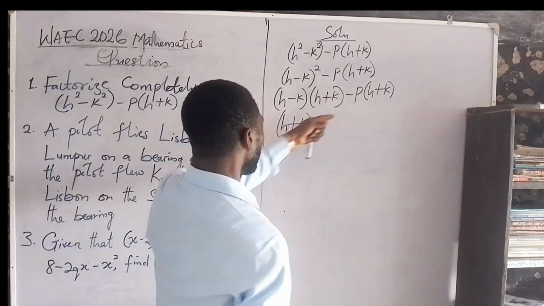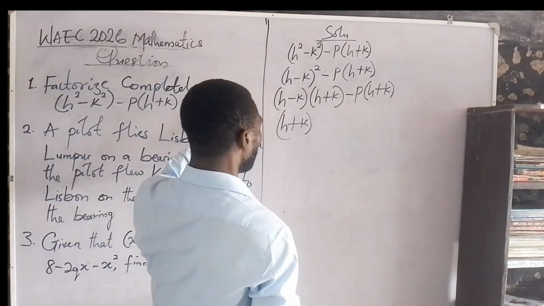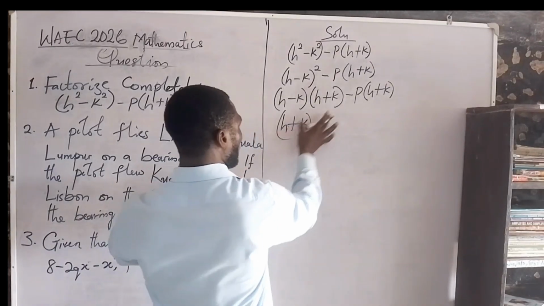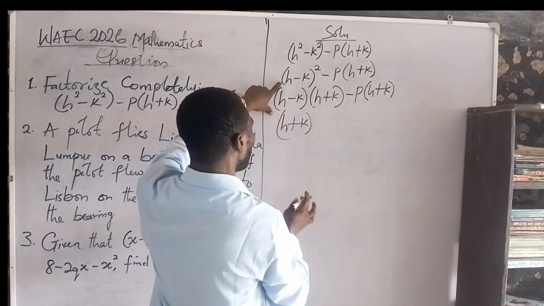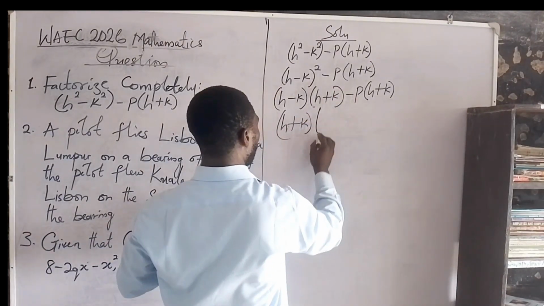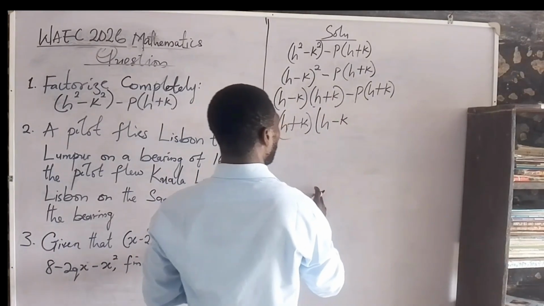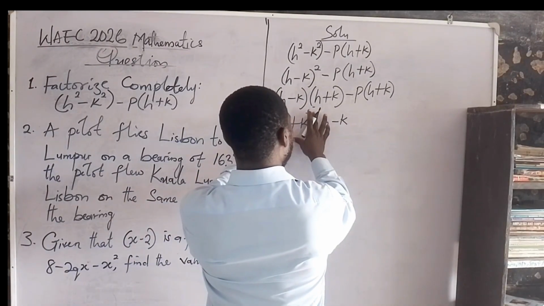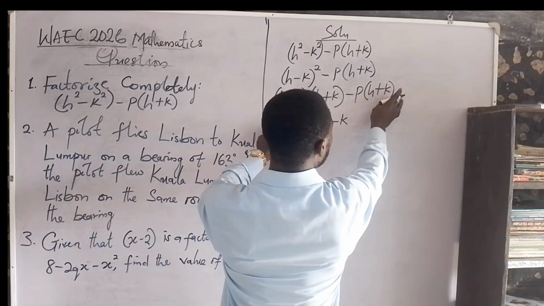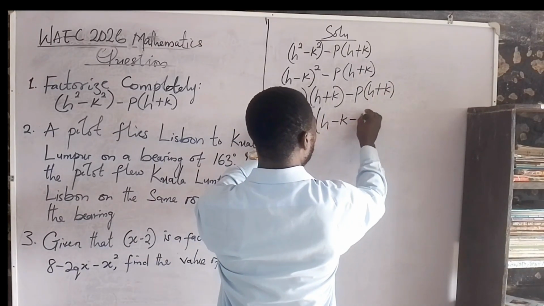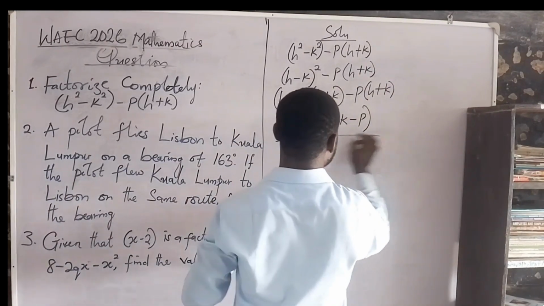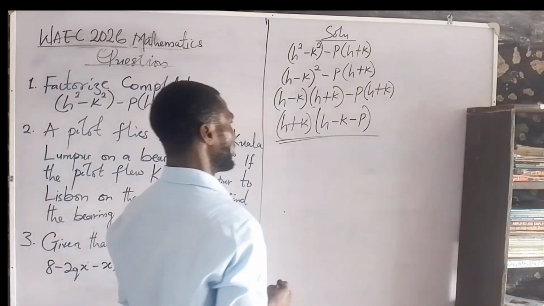Now if the h plus k divides the left hand side, the h plus k cancels out, then you'll be left with (h minus k). Now if h plus k cancels out on the right, you'll be left with minus p, and this becomes the final answer: (h plus k)(h minus k minus p).